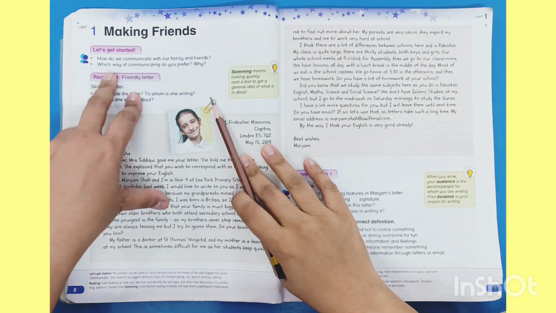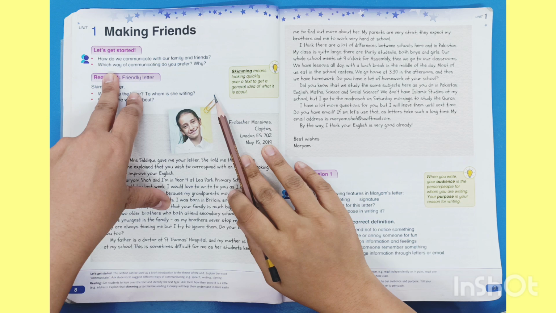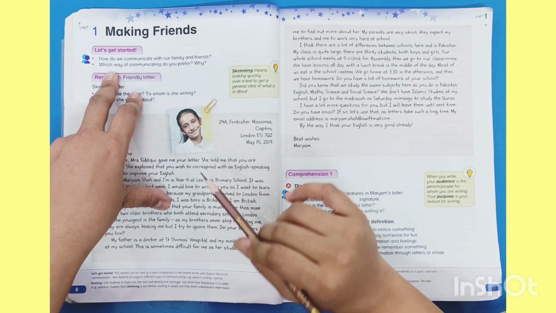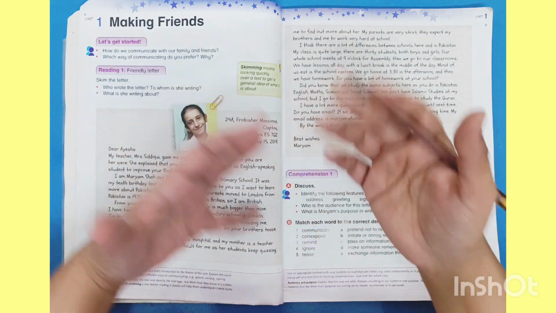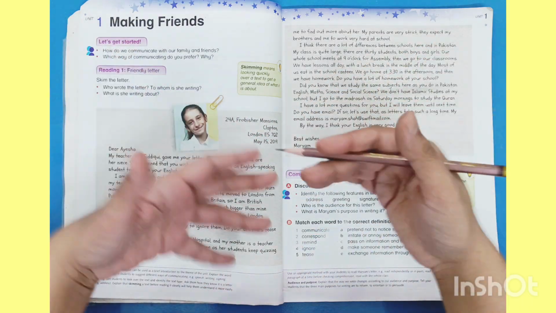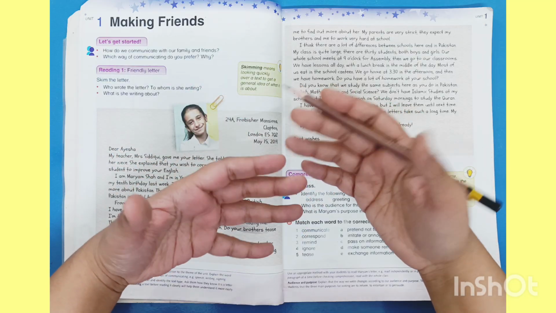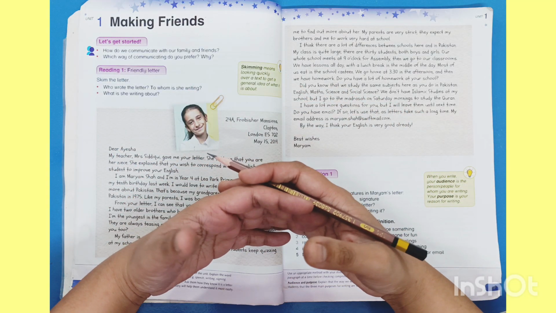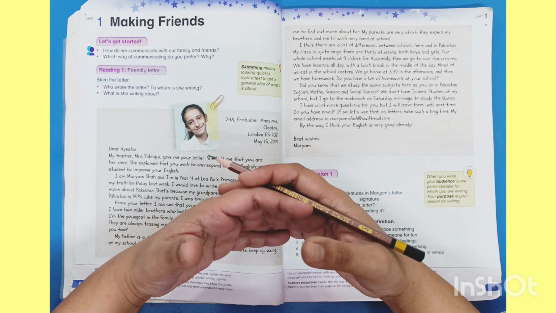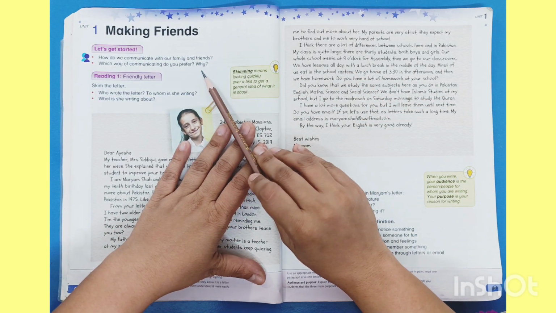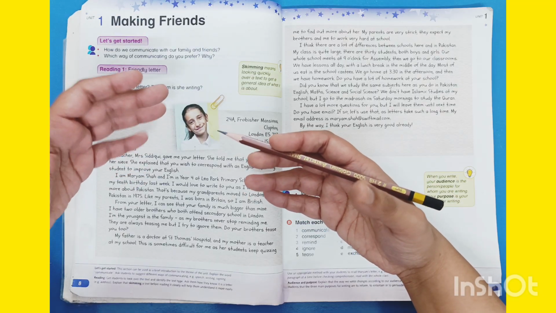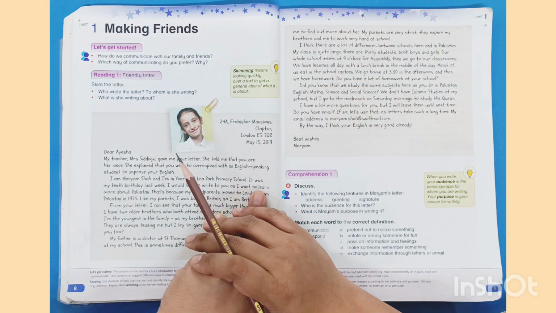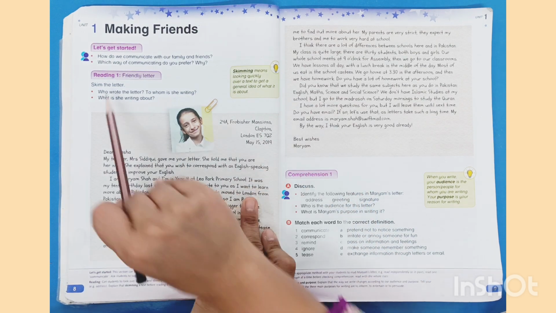So now they are asking us what way we would use and prefer to communicate with our friends and family members, and why. We are going to learn it in the text as we continue the reading forward. Okay, let's move forward.